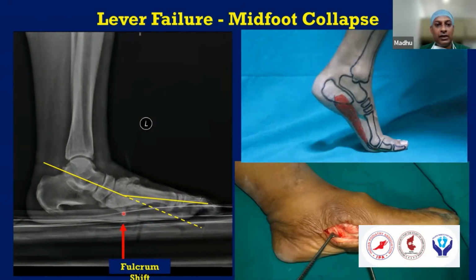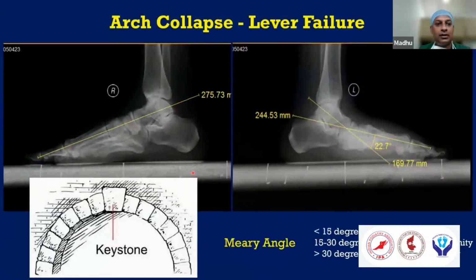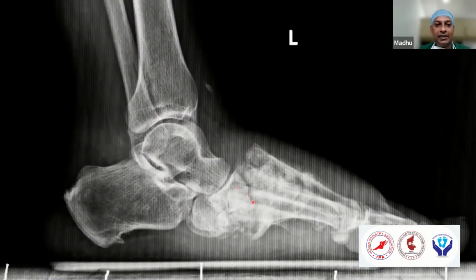So when this fulcrum shift happens, because of an arch collapse, what happens is the pressure gets entirely transmitted. There is a dislocation between the forefoot and the hindfoot and midfoot unit as the structure, as units.